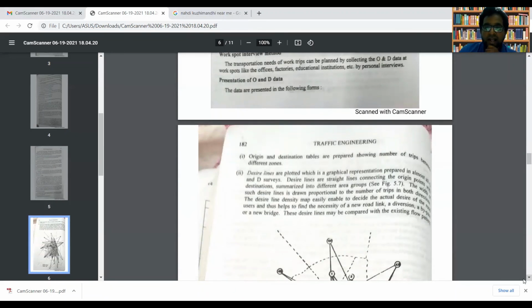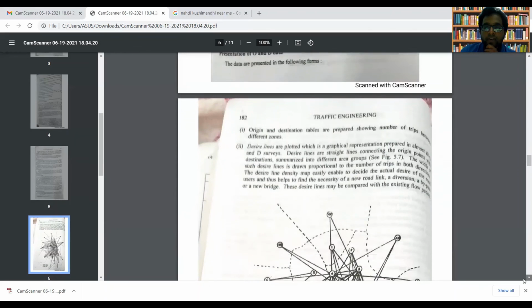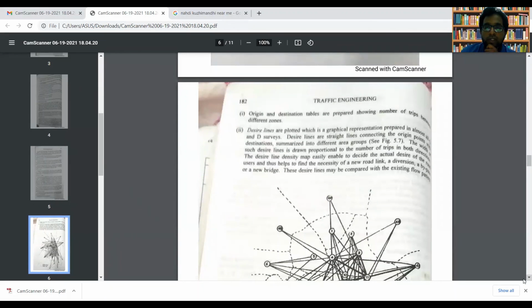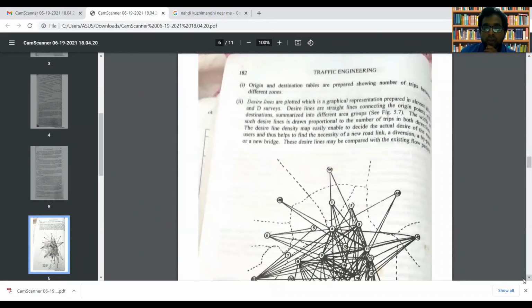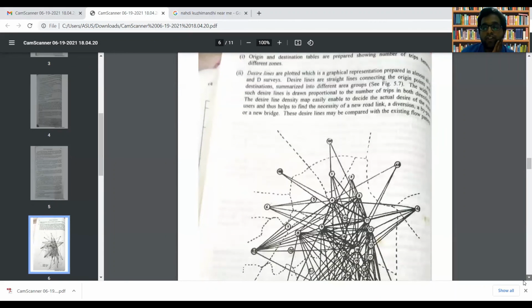Second one is the desire line. A desire line means a straight line connecting the origin points with the destination points. Depending on the volume of traffic traveling in that particular direction, the thickness and width of the desire lines will be varied. So that is about the desire lines. That is another method of plotting the results of origin and destination studies.